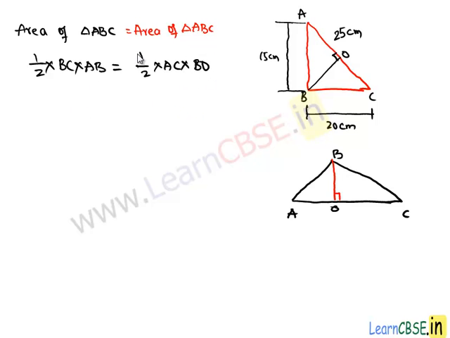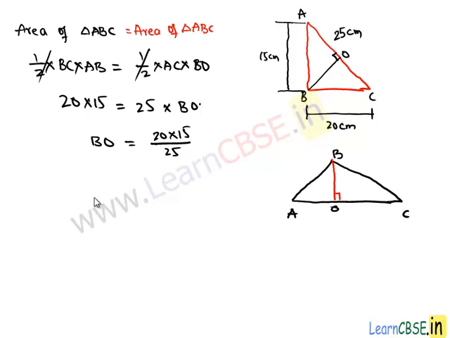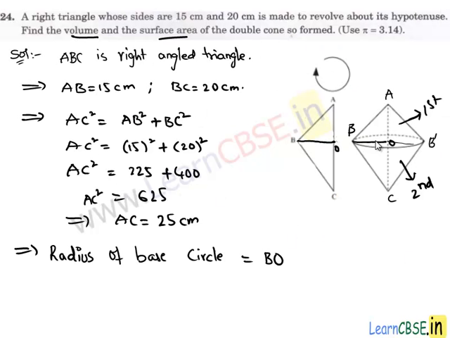Let's substitute the values. On both sides the half gets cancelled, and BC is 20 centimeters and AB is 15 centimeters, and here we have AC which is 25 centimeters, and we have to find out BO. By rearranging and transposing 25 to the left hand side, we get 20 times 15 upon 25. By simplifying, we get the value of BO, which is 12 centimeters. So by using this, we can find out the volume and surface area of the double cone. So now we have the value of BO, which is 12 centimeters.